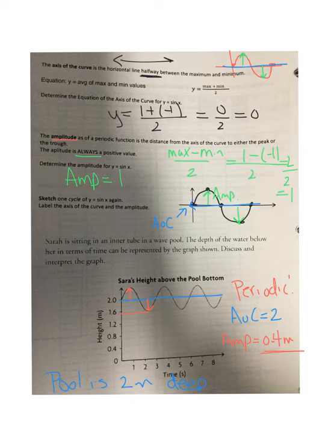The last thing that we're going to be talking about here is our cycle or our period. I can see that it does one full rotation every 3 seconds. So every 3 seconds, Sarah hits a high point, a low point, and gets back to her resting spot. So she has a big wave every 3 seconds.